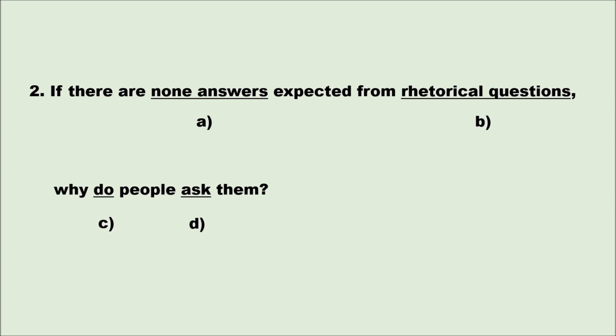Number 2. If there are none answers expected from rhetorical questions, why do people ask them? We're going to begin solving this item by looking at 2 key points. The if, here, and the question mark, here. The if implies that there will be a complex sentence. So this is actually a complex interrogative sentence. Therefore, we are looking for question structure here. If implies also that it should be some form of conditional.